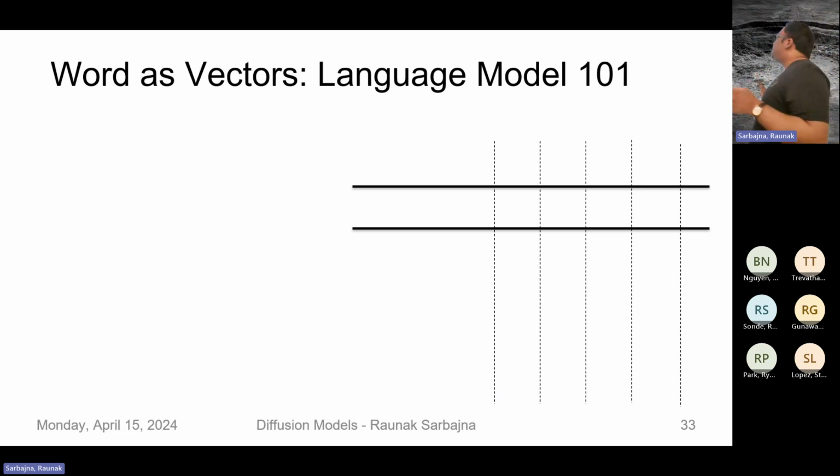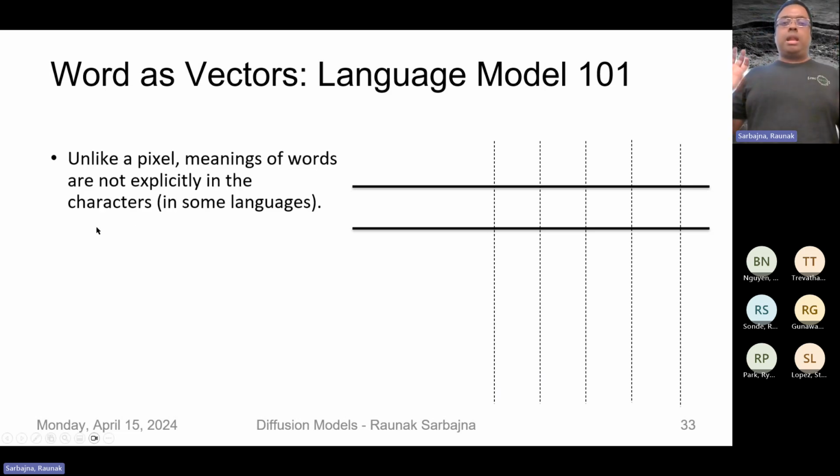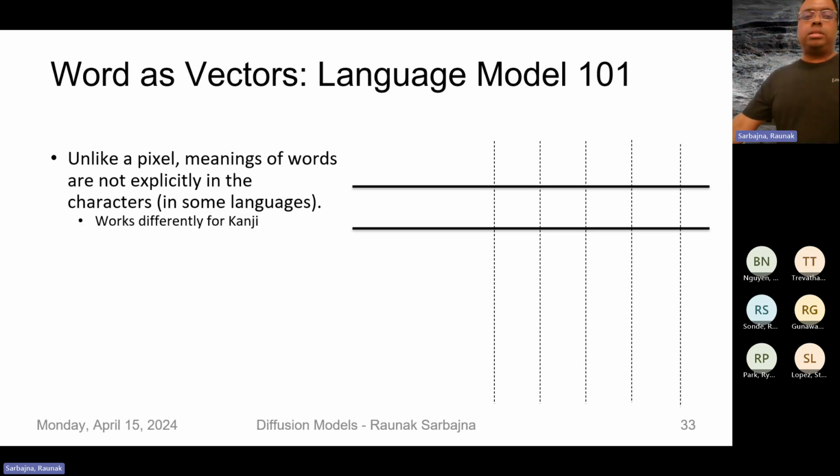What language modeling does is it considers words in a sentence as vectors. It's very basic. That's 101. Unlike in an image, the individual characters of a sentence don't contain meaning, right? In some other languages like Chinese or Japanese, where kanji, the ideograms, stand for certain meanings, their word embeddings work very differently compared to the Latin languages, right?